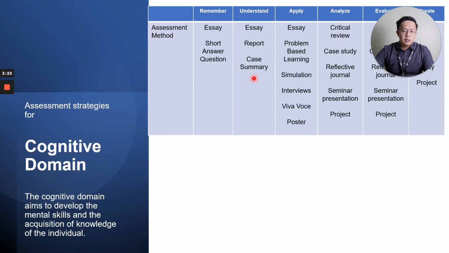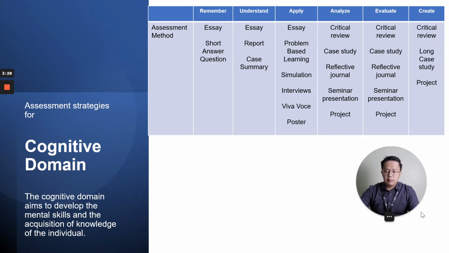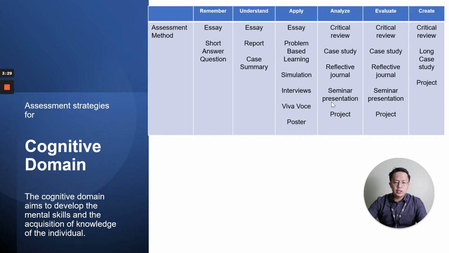So how and what are the assessment methods that we can use over here? So you can see over here that there are a few suggested assessment methods for you. Like for example, if you want the students to do remember, C1, then you can ask them to do an essay question as an assessment method, whether the student is able to answer the essay question or not, or whether the student is able to answer your short answer questions. It could be as simple as, during the class, you can call for a spot quiz, ask the students to answer the quiz accordingly, whether they remember the concept that you have shared with them earlier on.